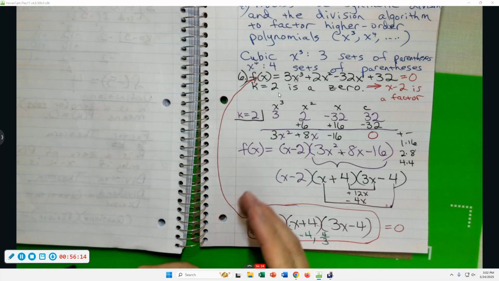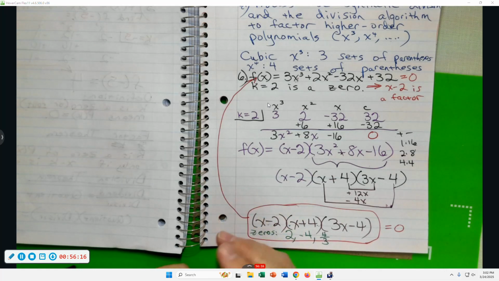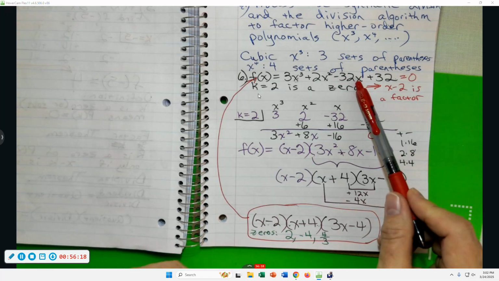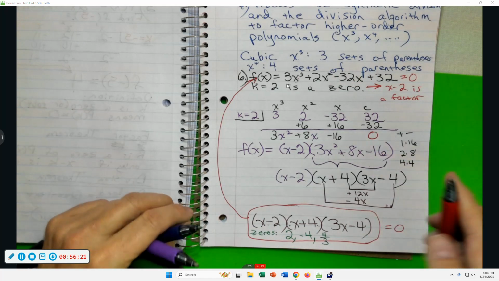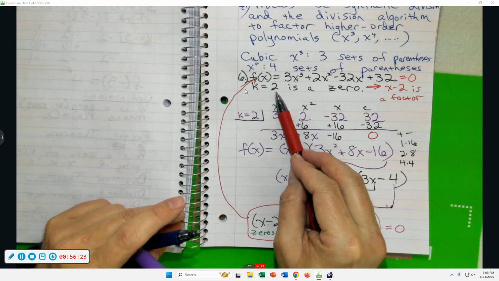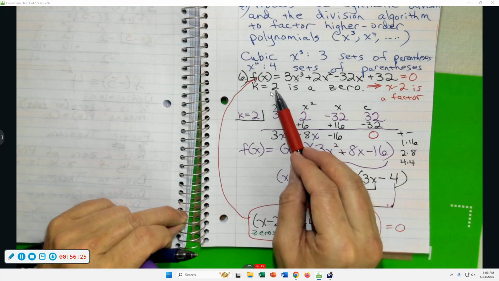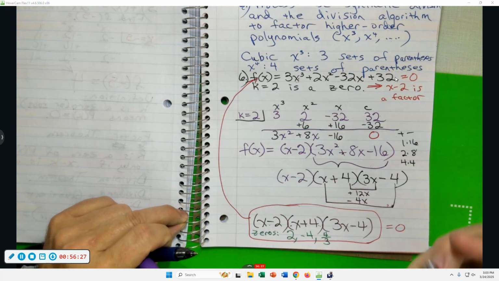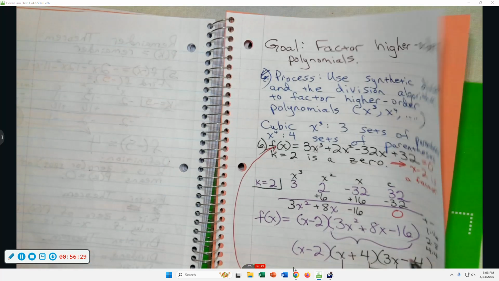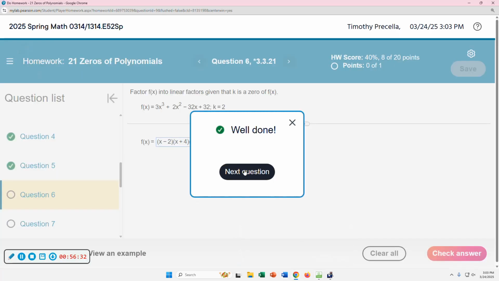We have a big drawback to this, though. There's a big drawback to this factoring method. You've got to know a 0. You have to start off knowing a number that you can plug in to give you 0. Look at number, where's my notes? 7. Look at number 7.